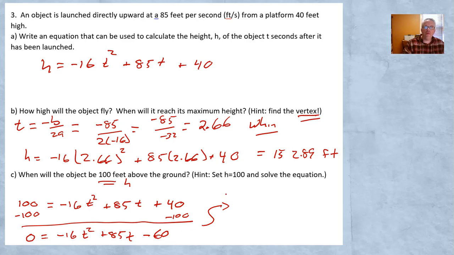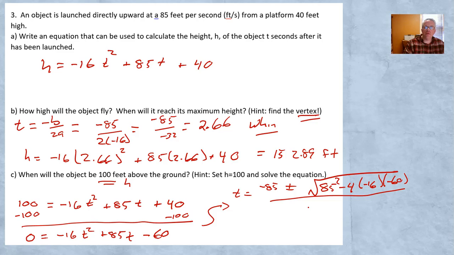If we do the quadratic formula on that, we get t equals minus 85 plus or minus the square root of 85 squared minus 4 times negative 16 times negative 60, all divided by 2a, 2 times negative 16. Well, to make a long story short, when you get that, you get two values. You get t equals 0.419 seconds, or t equals 2.24.